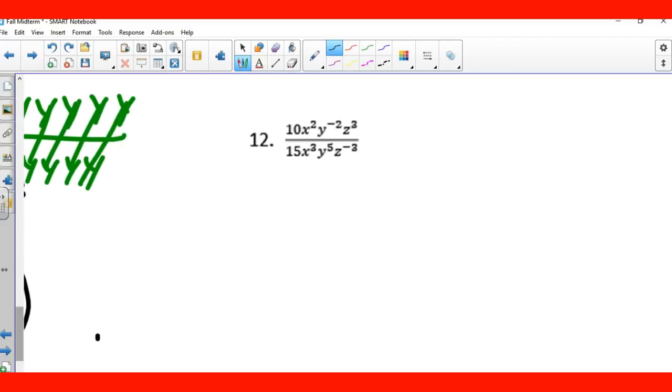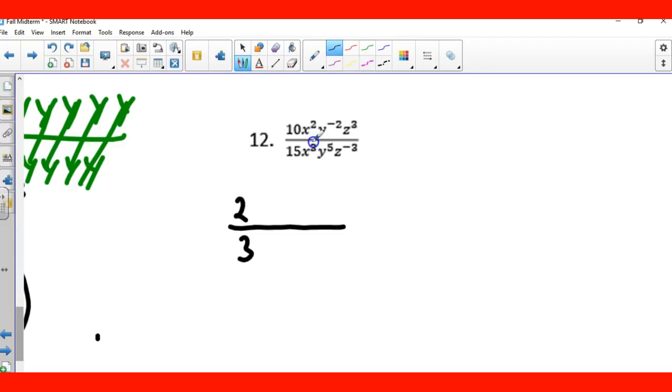All right, for this one, man, a lot of simplifying right here. Let's see what we can get done. First of all, 10 over 15 reduces. 10 is divisible by 5, so it's 15. So 10 over 15 gives me 2 over 3. 10 divided by 5 is 2. 15 divided by 5 is 3.